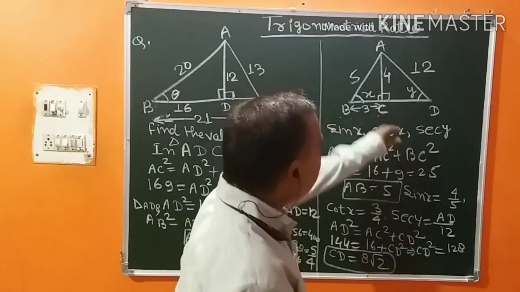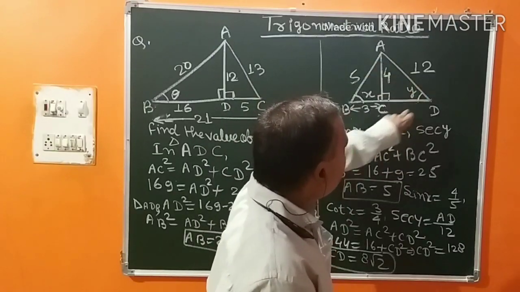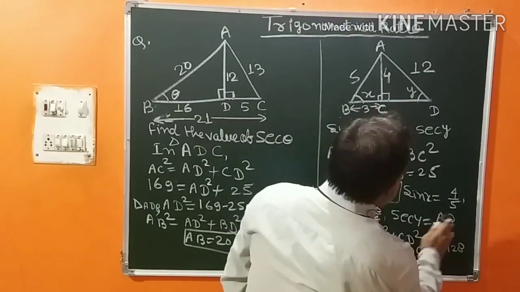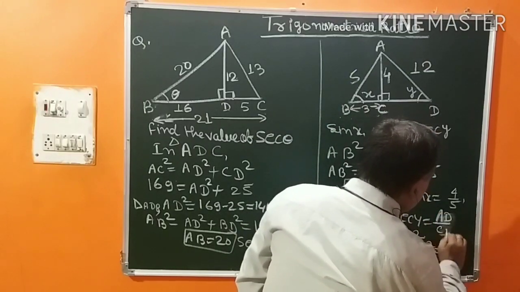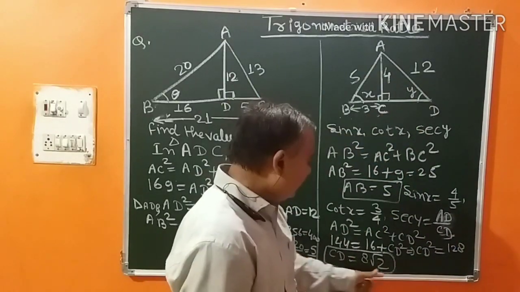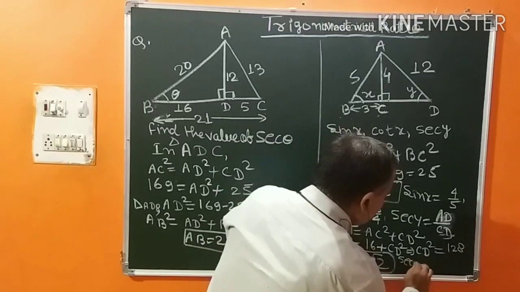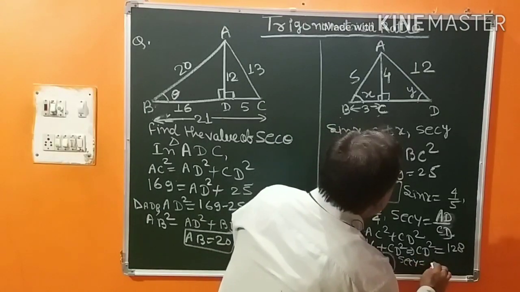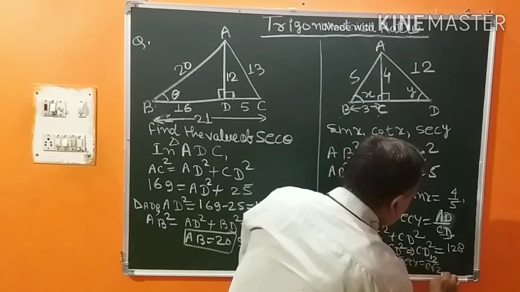So what is the value of sec y? The sec y, that is hypotenuse upon base, that is AD upon CD. The value of AD is 12, and the value of CD I find, that is 8 root 2. So I can write sec y equal to 12 upon 8 root 2.